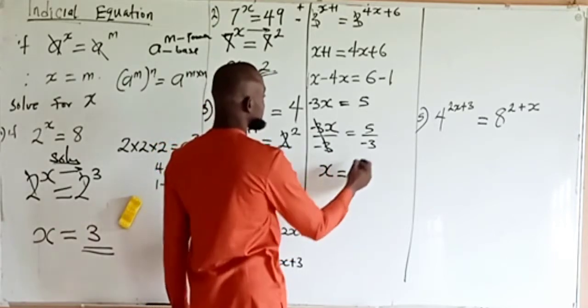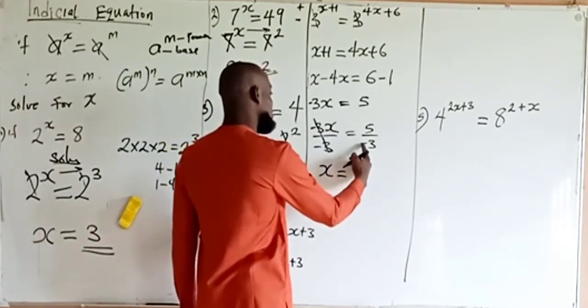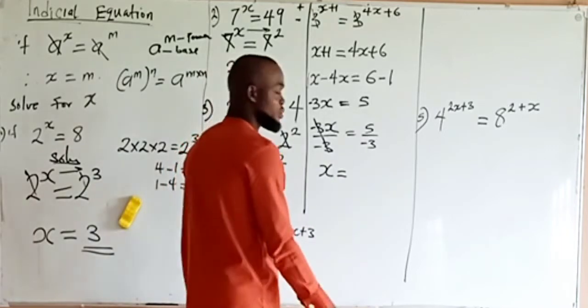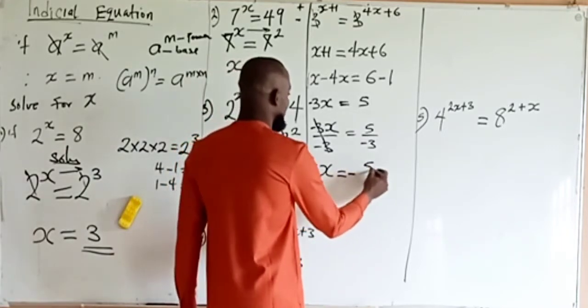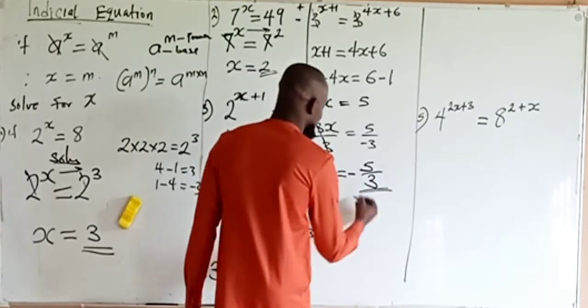And the next thing, now you cannot put a negative number in the denominator of a fraction. So we bring this negative out. We have 5 over 3. That's what we are going to have.